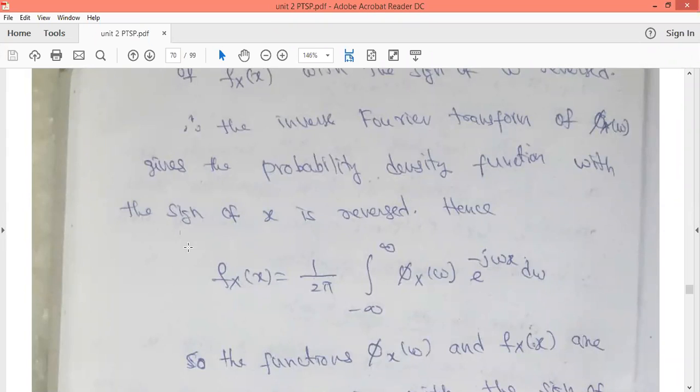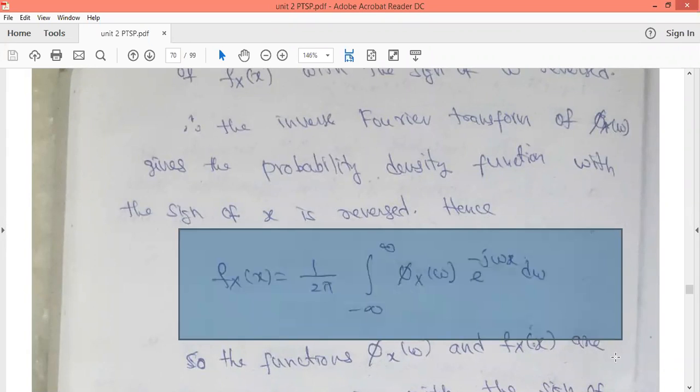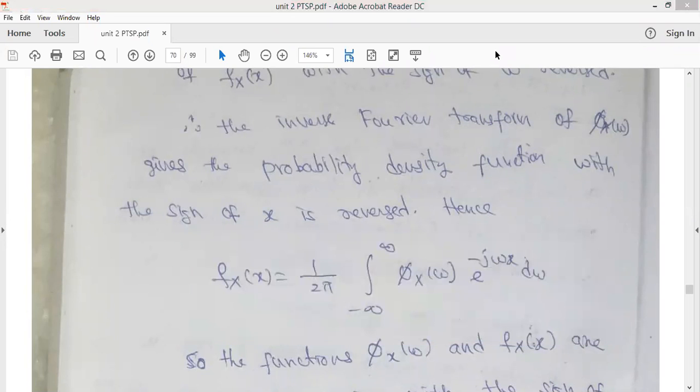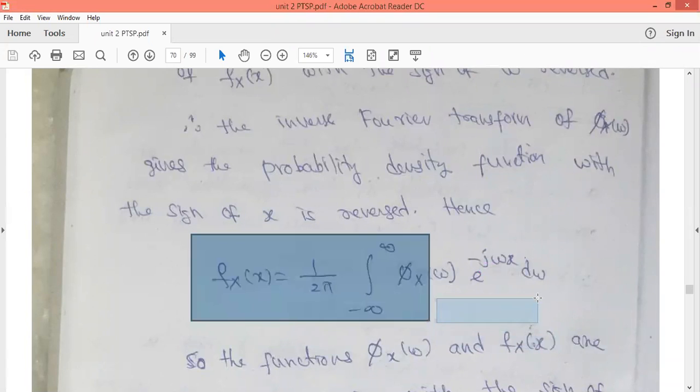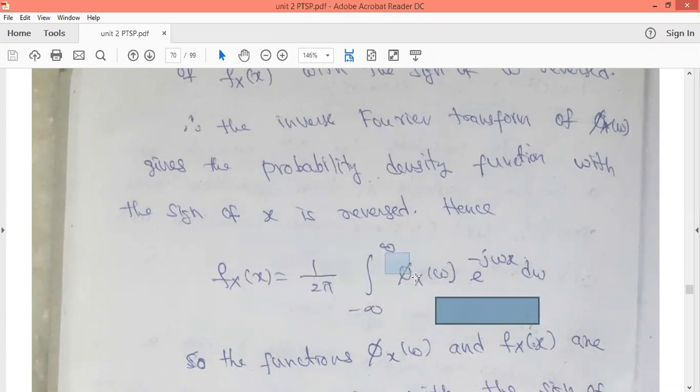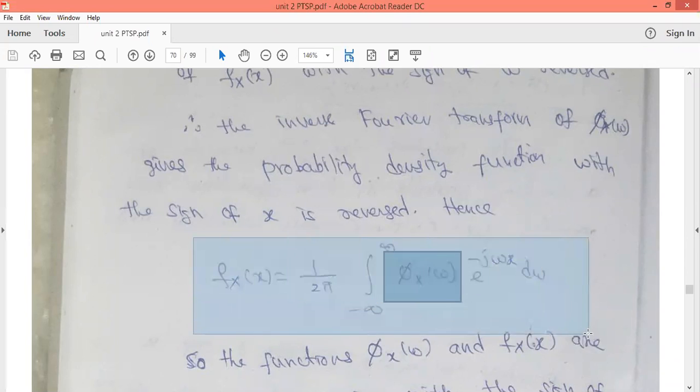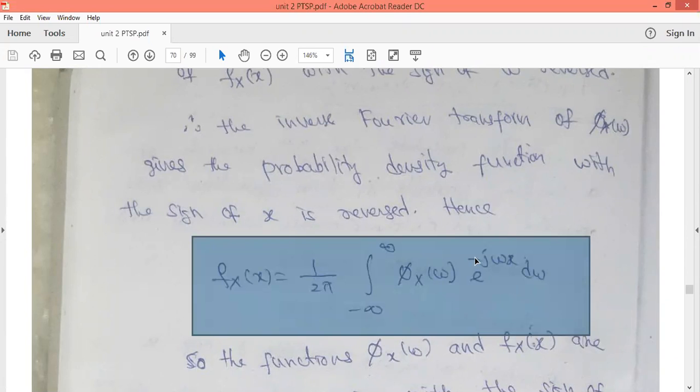So what is the inverse Fourier transform? It is f x of x equal to 1 by 2 pi integral from minus infinity to plus infinity of phi x of omega e power j omega x dx. If you compare this equation with the inverse Fourier transform, what is the difference? In the inverse Fourier transform we have the plus here, whereas here we have minus. So this gives us the inverse Fourier transform of phi x of omega such that the sign of x is reversed. Here instead of plus we have minus, that is why the sign of x is reversed.